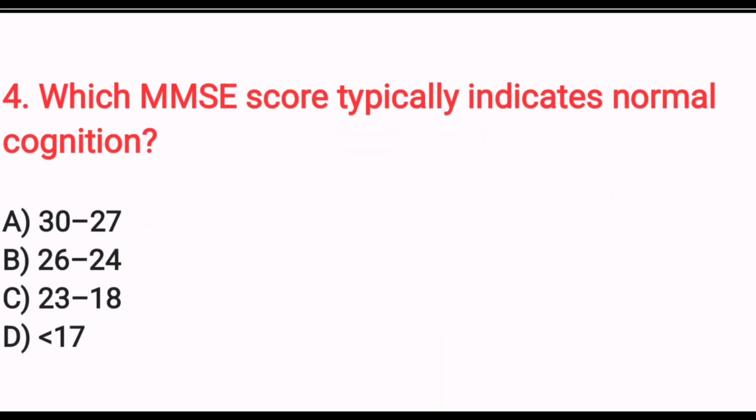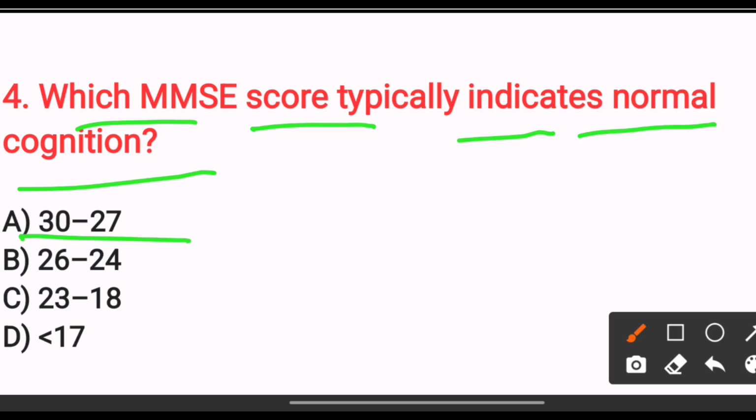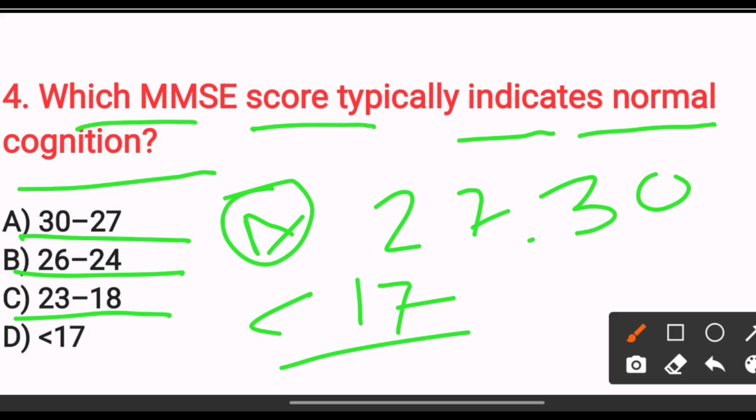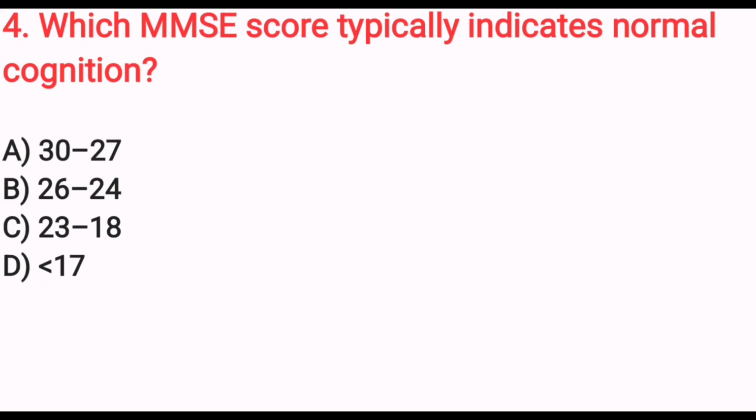Next, which MMSE, mini mental status examination, score typically indicates normal cognition? Option A, 27 to 30; option B, 24 to 26; option C, 18 to 23; option D, less than 10. The answer is option A, 27 to 30. A score of 27 to 30 generally reflects normal cognitive function. Lower scores suggest mild to severe impairment. So the answer is option A.